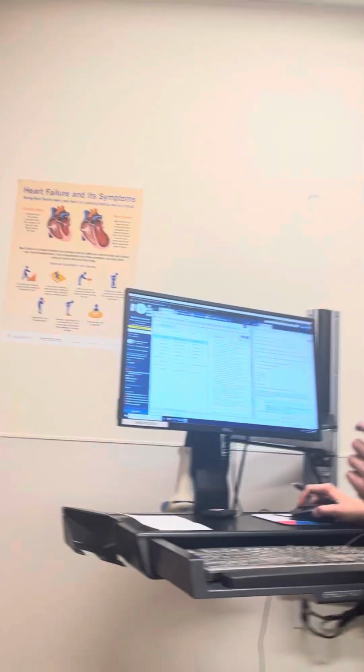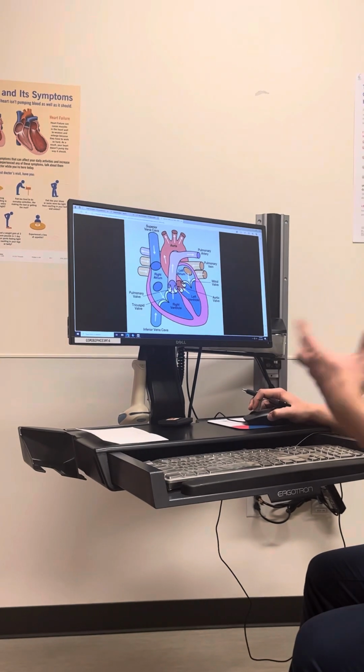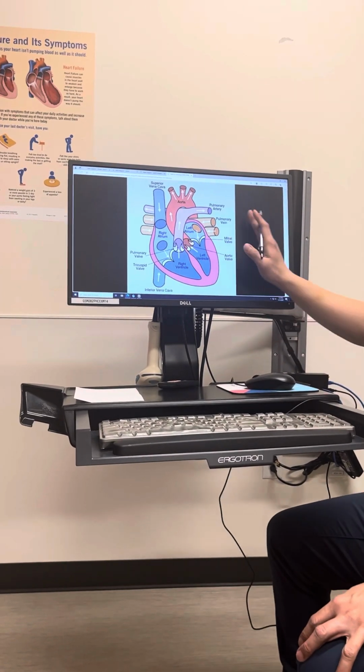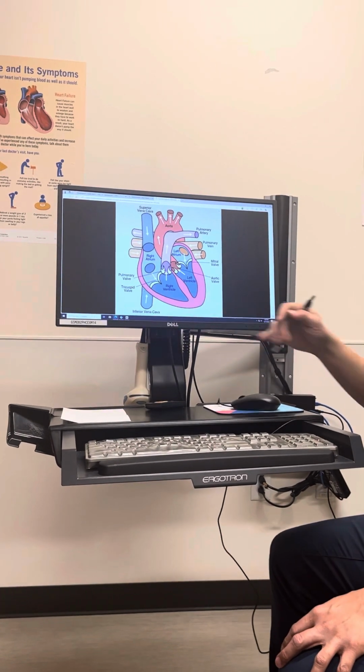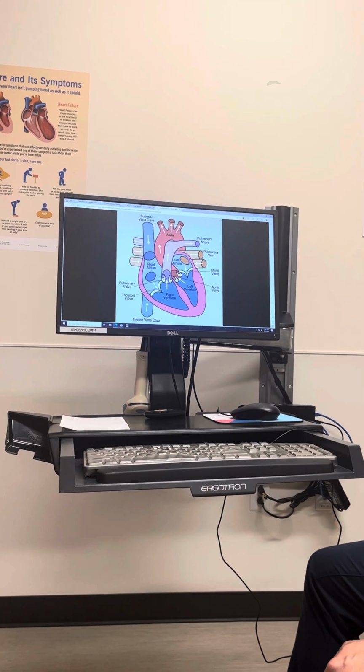If you know the concept, it's easier to understand why we're doing what we're doing, right? If you don't understand the concept, it's just harder. Okay, anyway, this is your left side of the heart. This is your right side of the heart, okay? You had an echocardiogram done when you're in the hospital, okay?